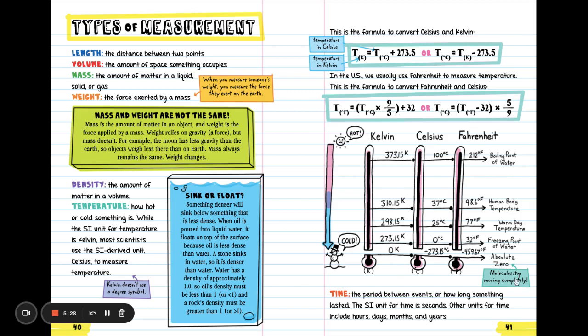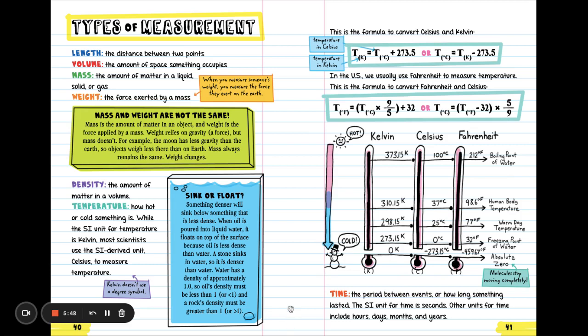Now, absolute zero is where molecules stop moving completely. We couldn't exist. So in Fahrenheit, that's at negative 459.67 degrees. In Celsius, that's at negative 273.15 degrees. And in Kelvin, it's at 0.